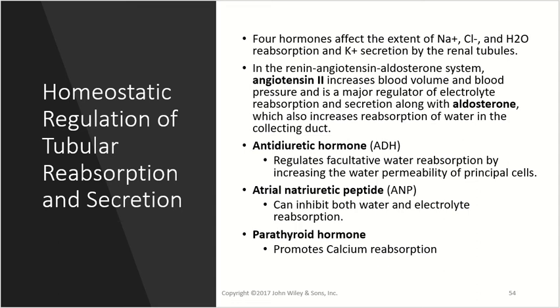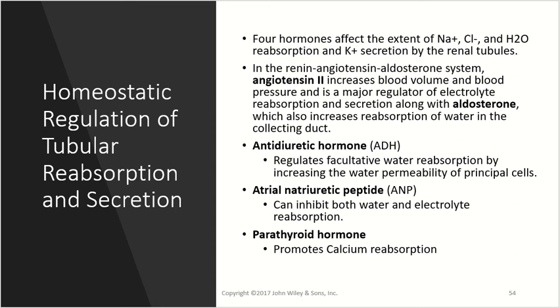So moving forward, looking at the homeostatic regulation of the tubular reabsorption and secretion that's going to go on throughout the kidneys. There are going to be four main hormones that are going to impact the extent to which sodium, chloride, and water are reabsorbed by the kidneys and how much potassium is being secreted by those renal tubules. Right? These hormones are angiotensin II. This is going to be part of the renin, angiotensin, and aldosterone system.